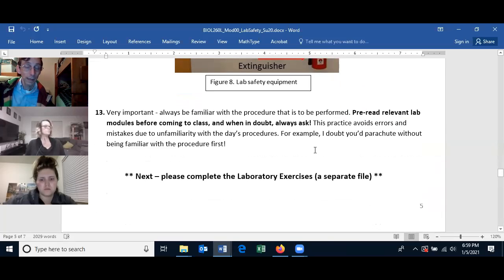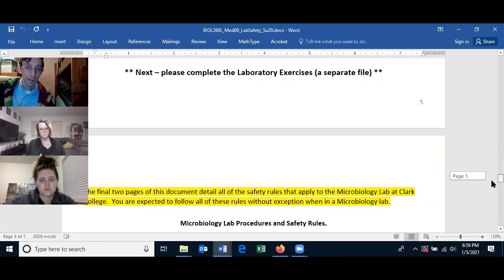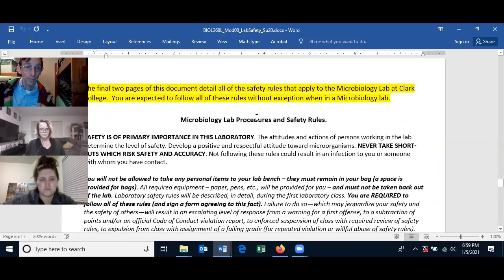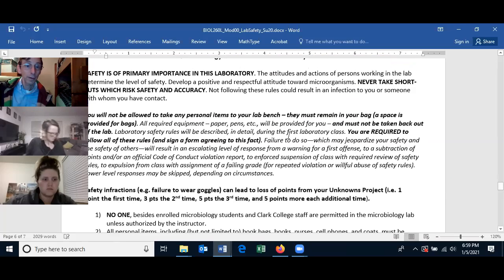You should pre-read the lab modules before you come to class, and that way you'll be ready to start the lab. Obviously, this first lab is an exception. So the final 2 pages of this document go through the safety rules of working in the microbiology lab at Clark. Safety is important. Don't take shortcuts. Follow the protocol.